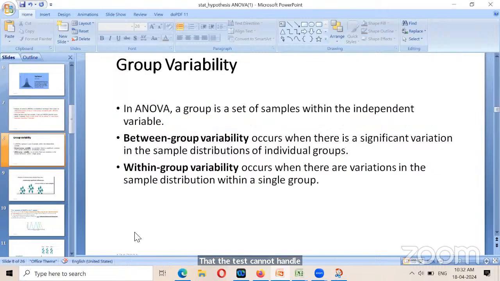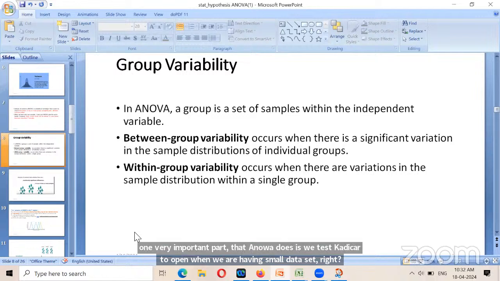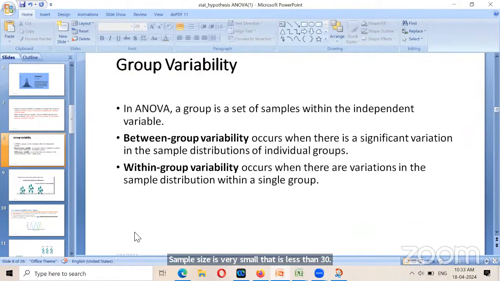One very important part that ANOVA does is, t-test we do when we are having small data set, right? Sample size is very small, that is less than 30. And t-test also does not compare the group. ANOVA test is having a very important feature that gives its power to actually find out the differences.